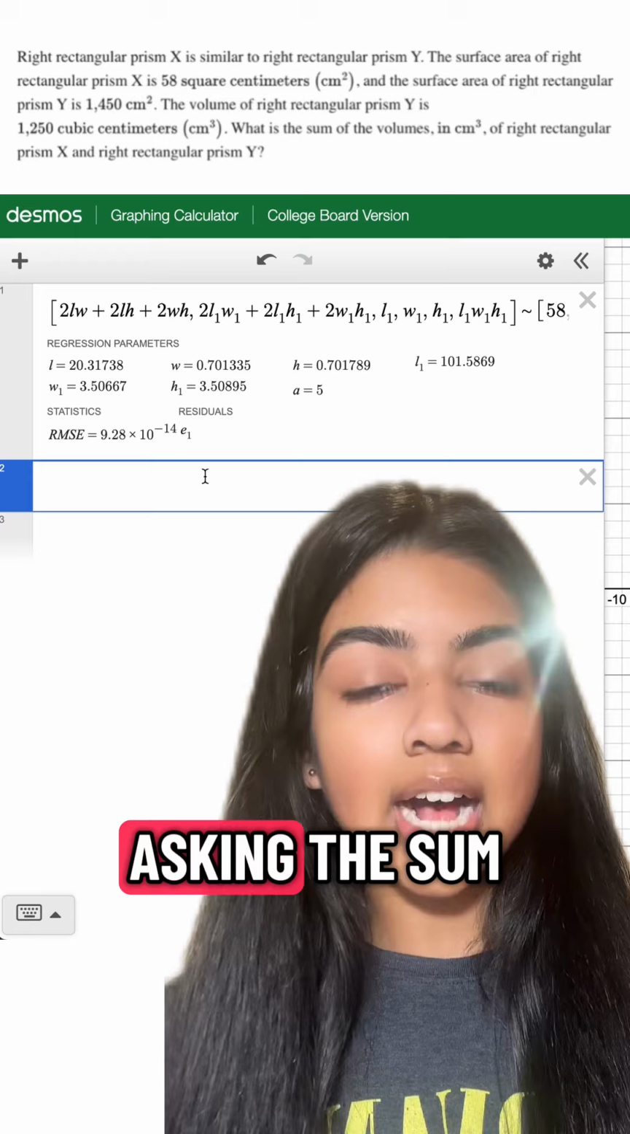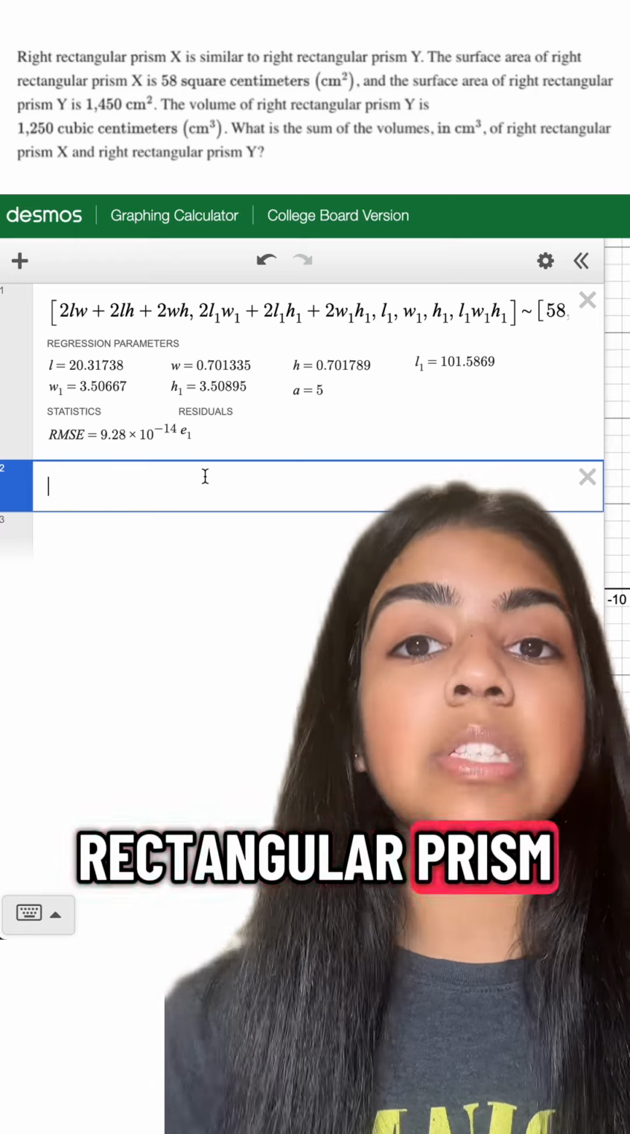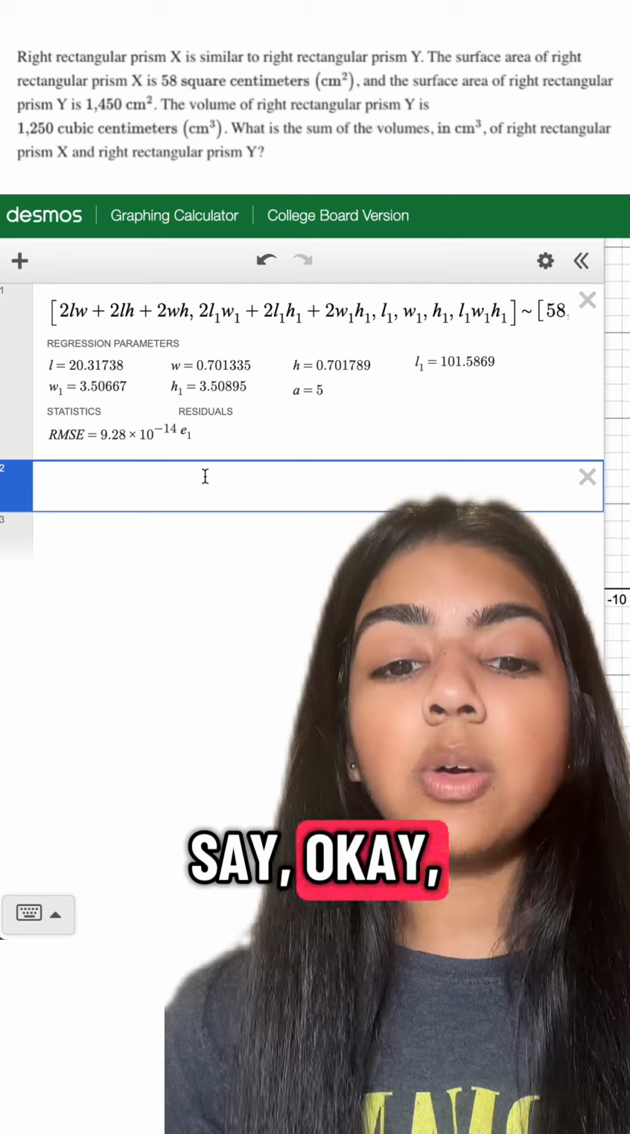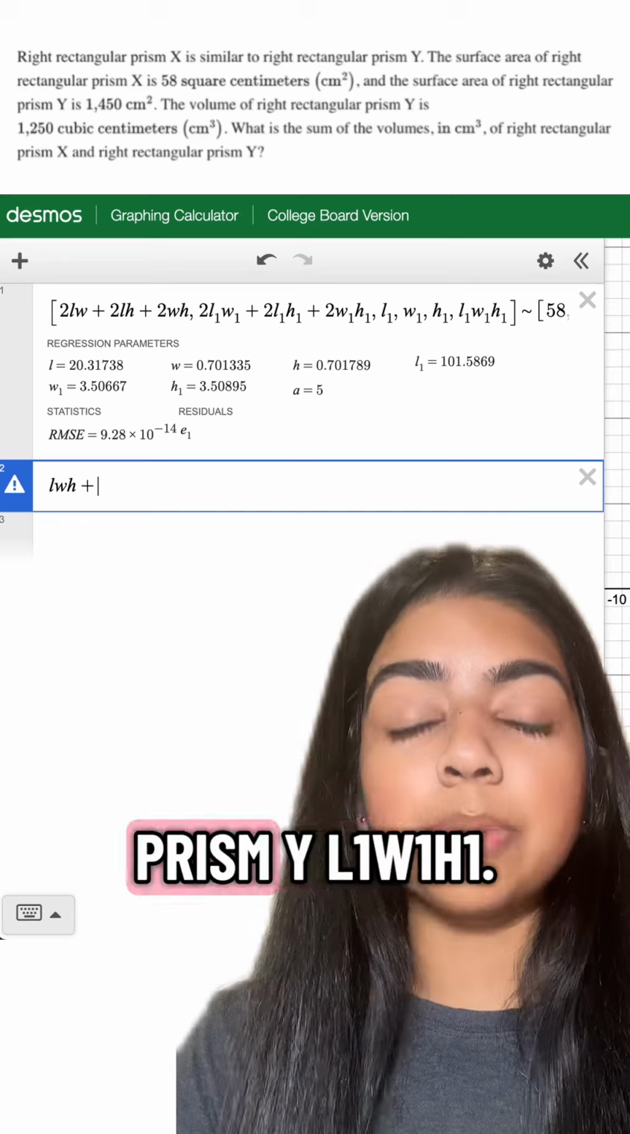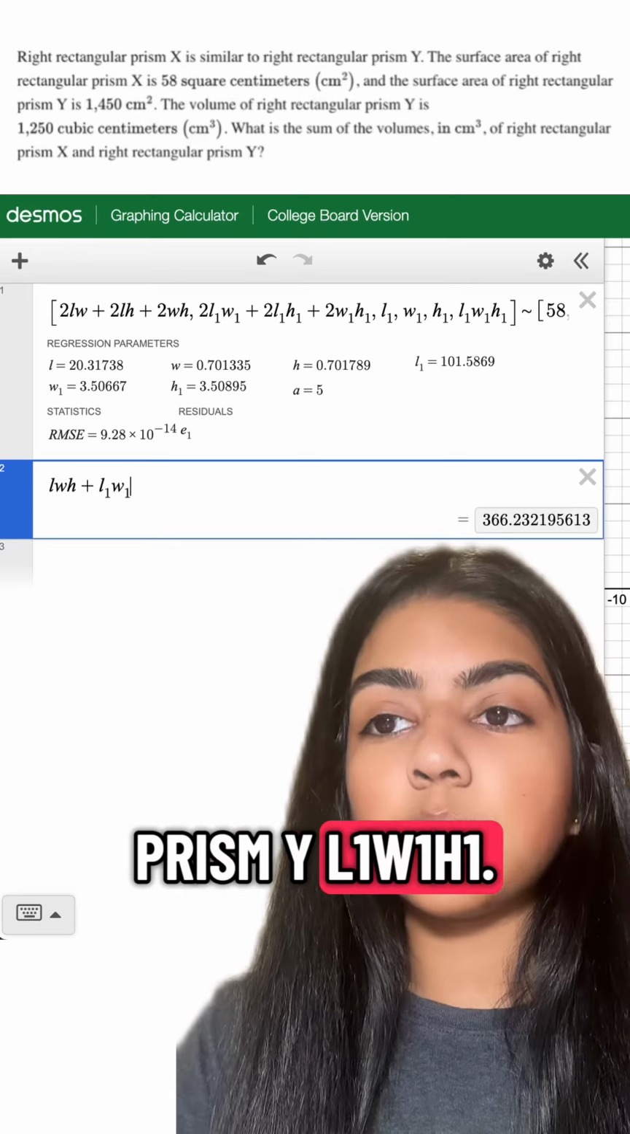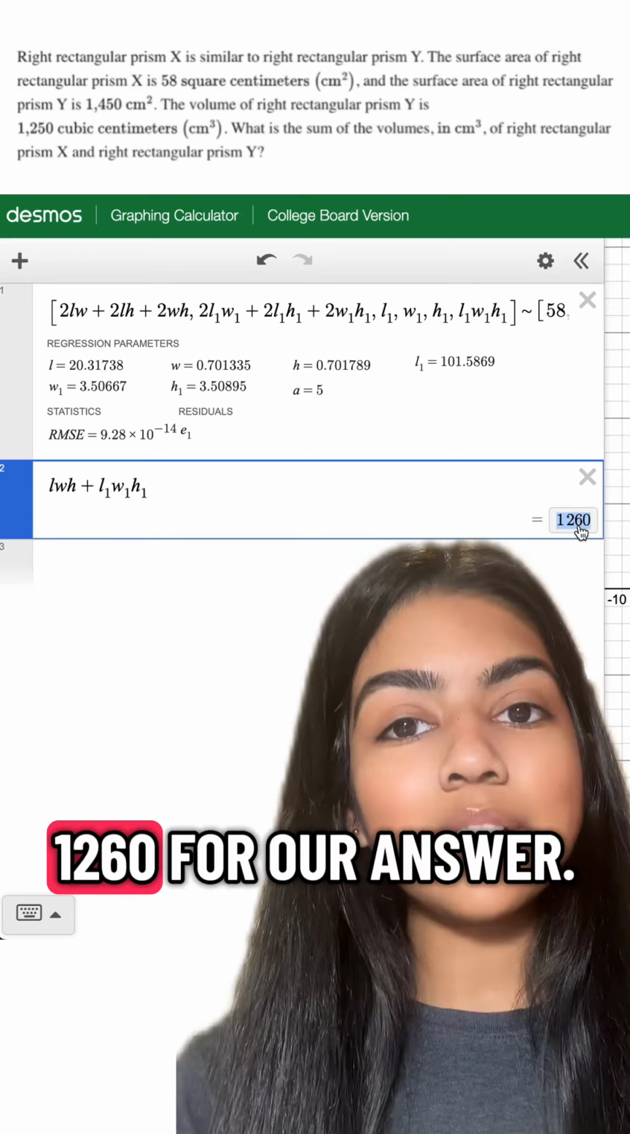Finally, to solve what the question is asking, the sum of the two volumes of rectangular prism X and Y, all we need to do is say, okay, the volume of rectangular prism X, which is length times width times height, plus the volume of rectangular prism Y, L1, W1, H1. And we get 1260 for our answer.